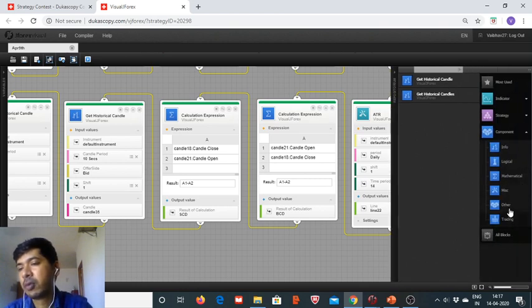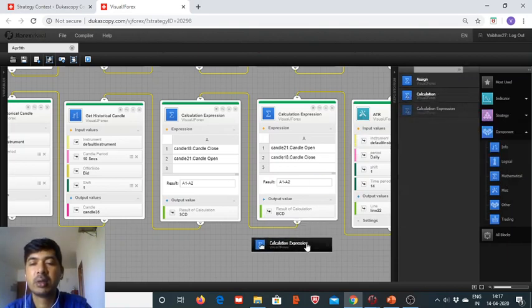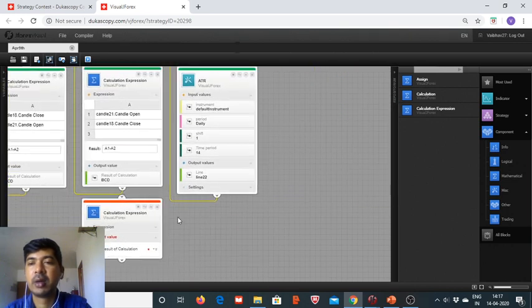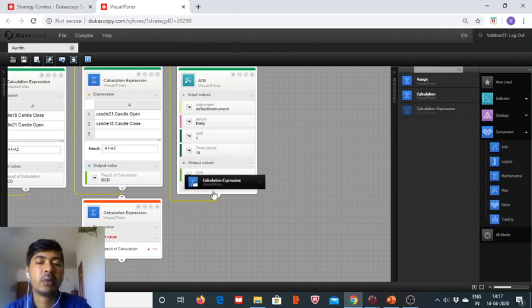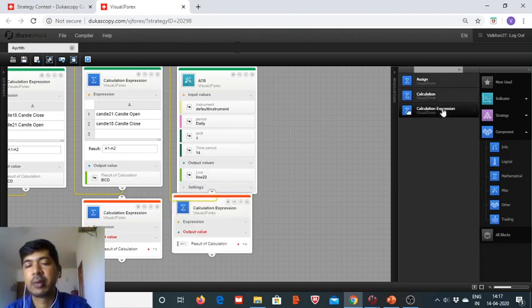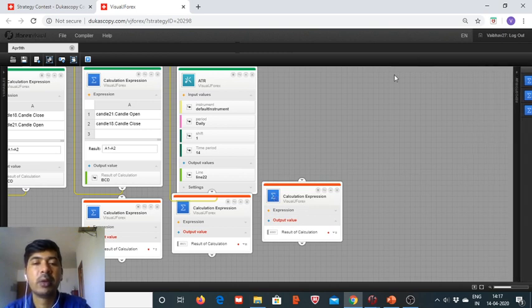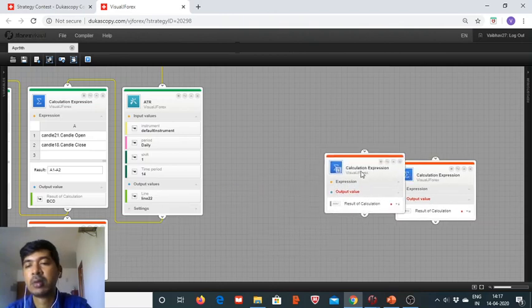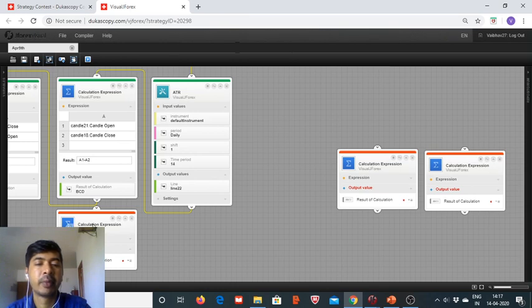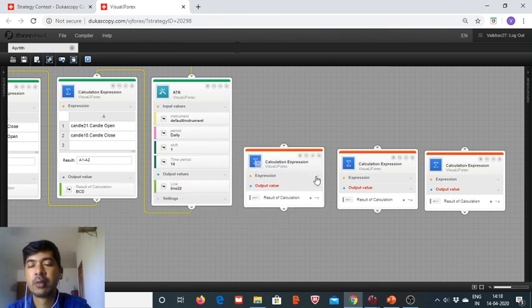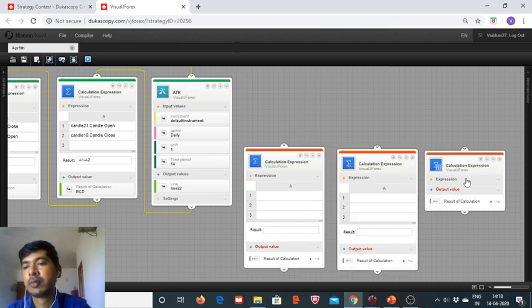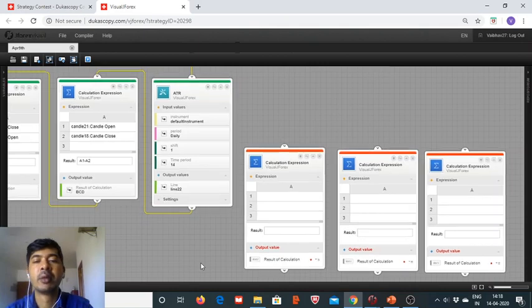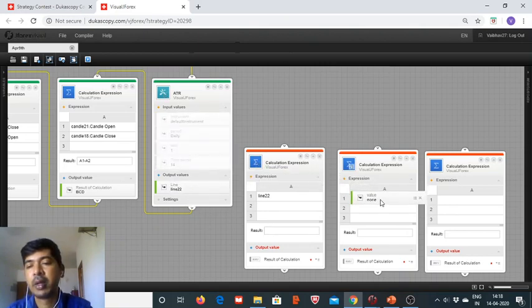Now we need mathematical components. We got the calculation expression. We need to define three values: 10%, 30%, and 75%. So we are going to need three different calculation expression blocks. So now we have got line 22 is our ATR. We get it here.